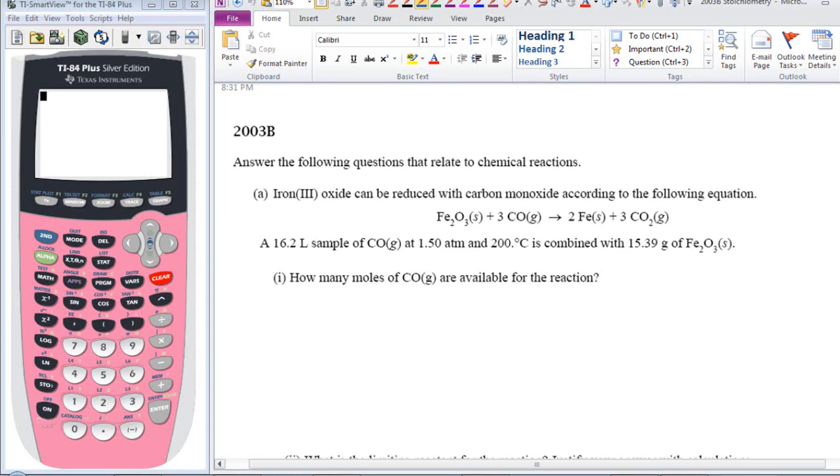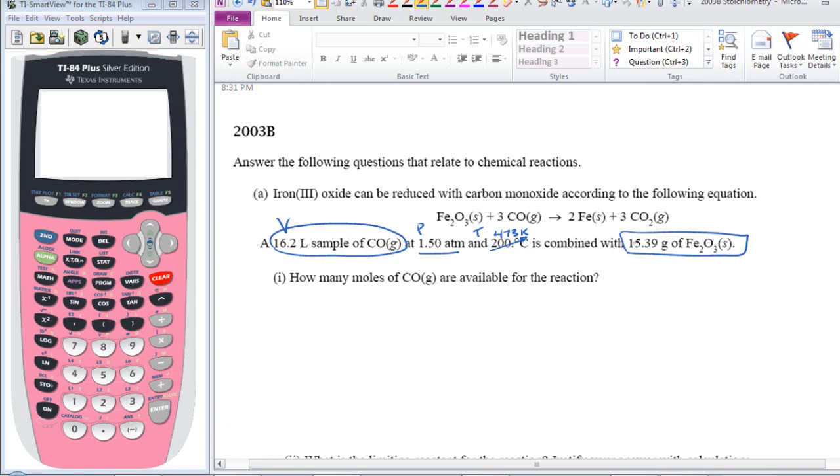We have an iron 3 oxide that can be reduced with carbon monoxide according to the following equation. And they gave us all the formulas, yippee skippy, so we don't have to worry about any of that. Then they tell us that there's a 16.2 liter sample of CO at, do you feel Pivnert coming on? Look at that, there's a pressure. At this pressure, so that was a volume, and 200 degrees Celsius. We know that's got to go to 473 Kelvin, so you might as well just do it now. And that's going to be my temperature. So I've got a V, a P, and a T, and that's combined with a mass of the iron 3 oxide.